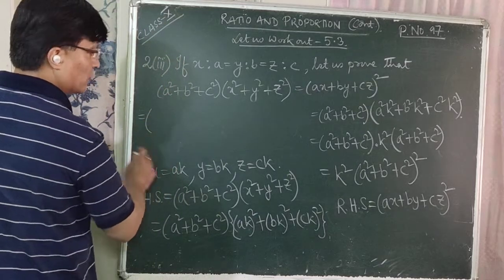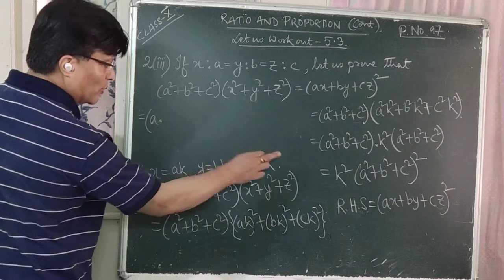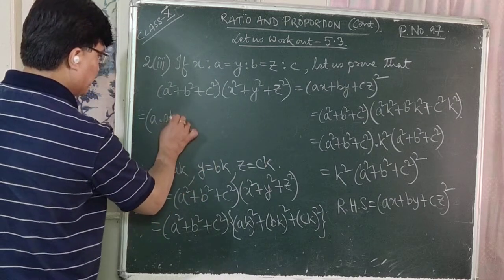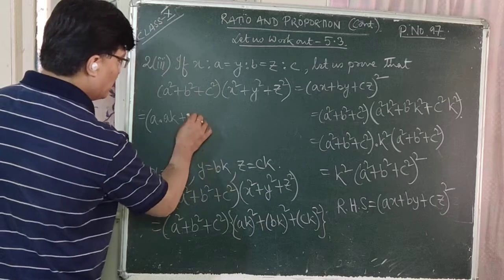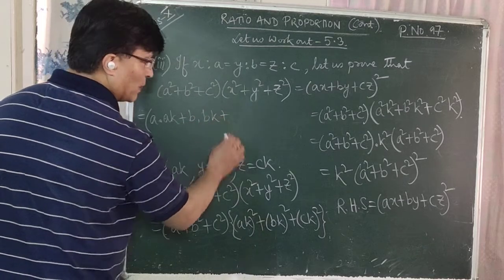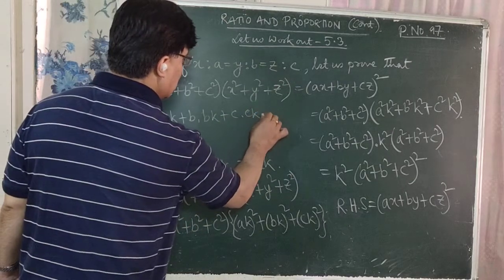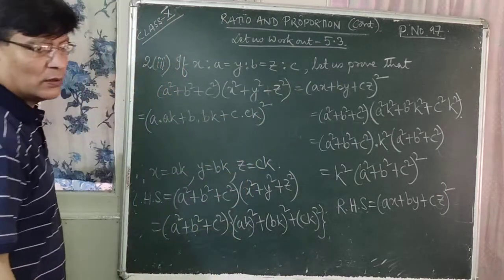So it is equal to, let us put the value for x. So it is a into, what is the value for x? ak, plus b into, what is the value for y? bk, plus next c into, what is the value for z? It is ck. That is your whole square.